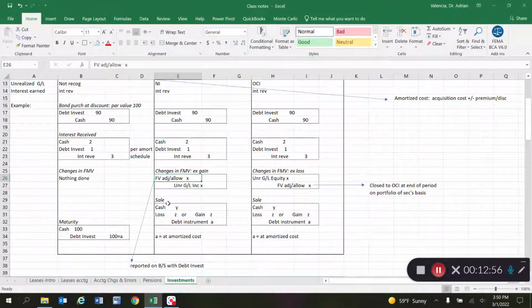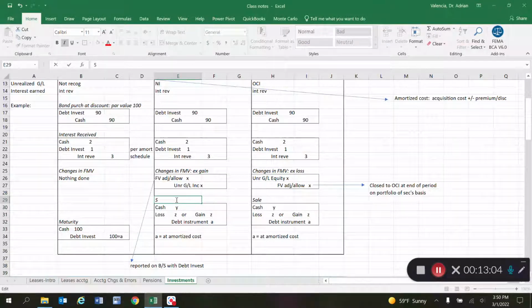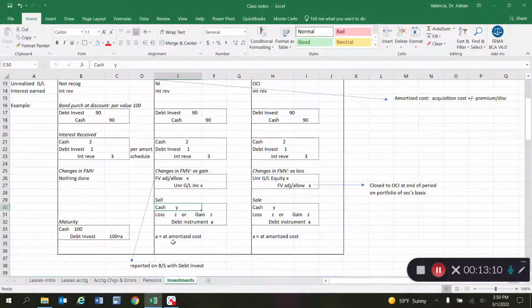Then when you sell this, I should probably write this. When you sell this particular debt that you invested in, you'll get a cash amount of Y, whatever that amount may be, and you'll have to remove the debt instrument. But look, notice how I have the letter A here. You will remove it at the amortized cost again.